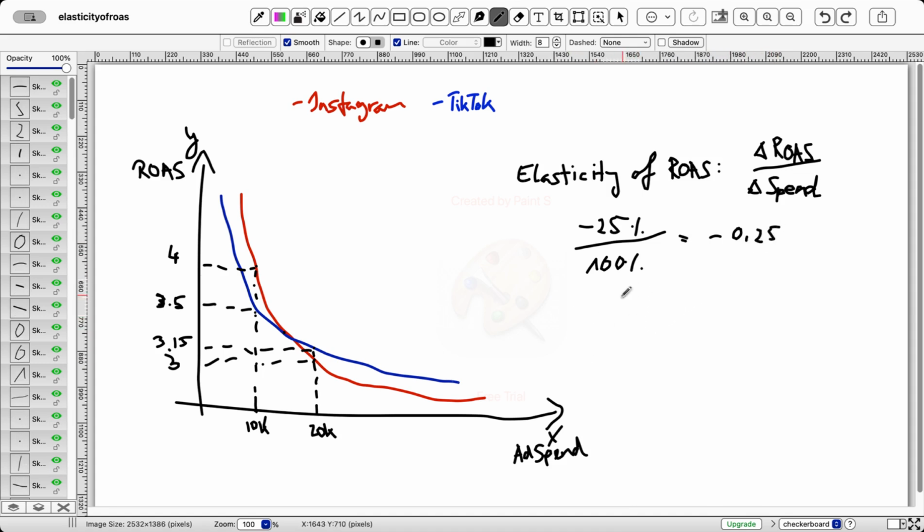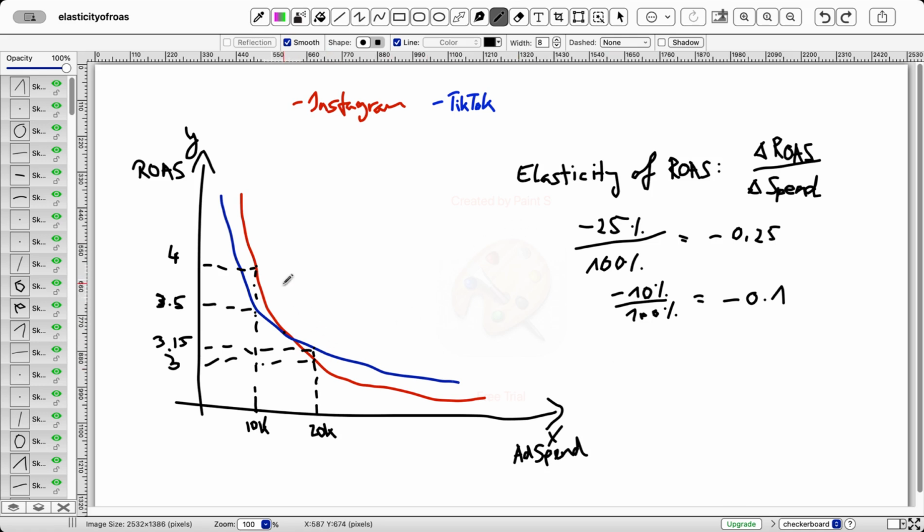And now let's look at the elasticity of TikTok. Getting confused here. So we had a 3.5 here. It went down to 3.15, which means a minus 10% decrease. Divided also by the 100% because the spend is the same. And that gives me an elasticity of minus 0.1. So isn't that beautiful? Now you have a number here.